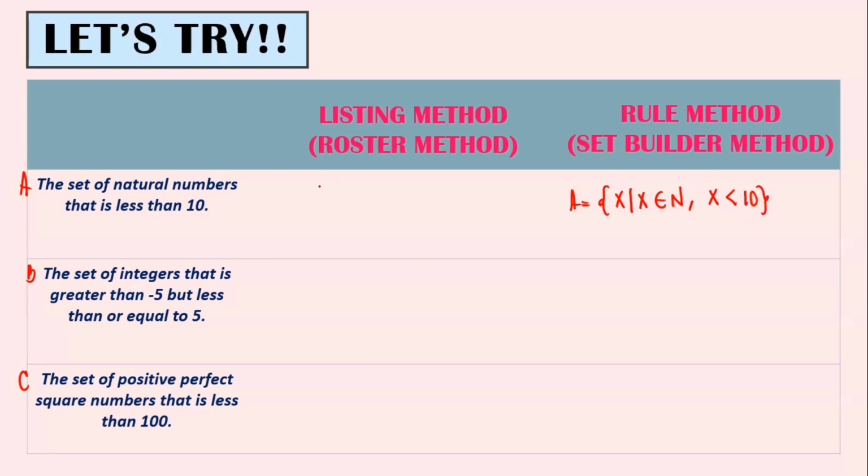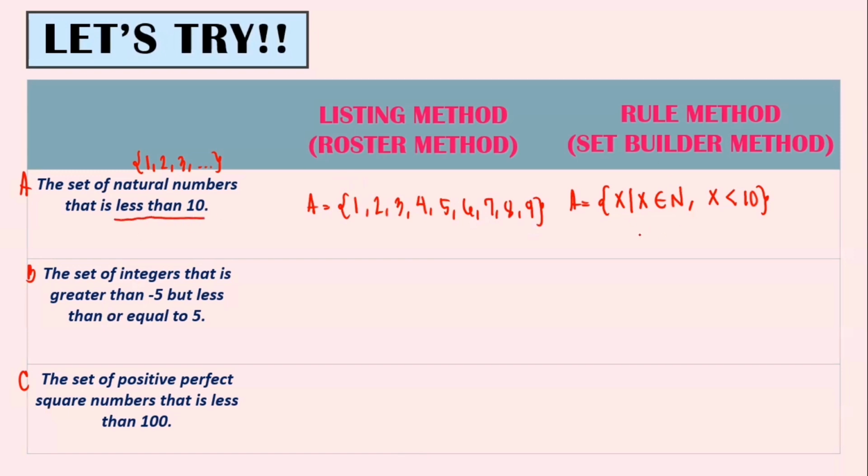Okay? Kung maglilista ka naman, so, ilista natin. So, mga natural. Ano ba ang natural? Nag-i-start kay 1, 2, 3, etc. Okay? So, ibig sabihin, ito ay mag-i-start kay 1, 2, 3, 4, 5, 6, 7, 8, and 9. Okay, hanggang 9 lang kasi nga less than 10 po siya.